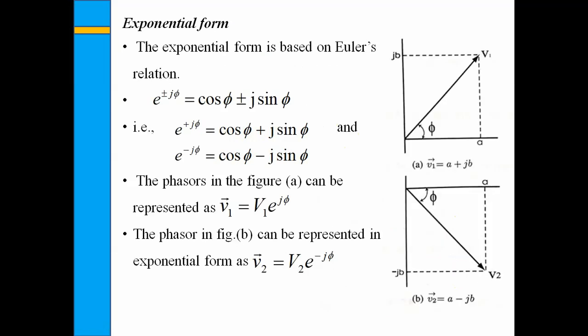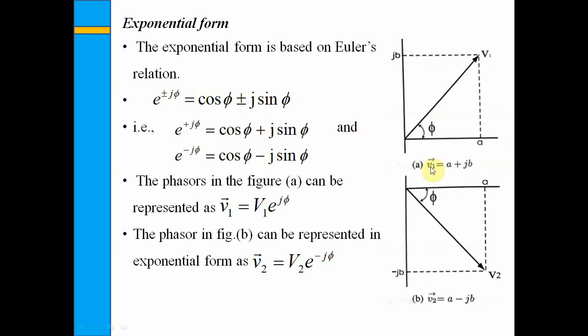The exponential form of representation is based on Euler's relation, which is e raised to plus or minus j phi equals cos phi plus or minus j sin phi. When the exponent has a positive sign, we use the positive sign; when the exponent has a negative sign, we use the negative sign.